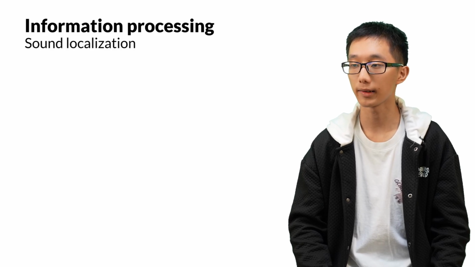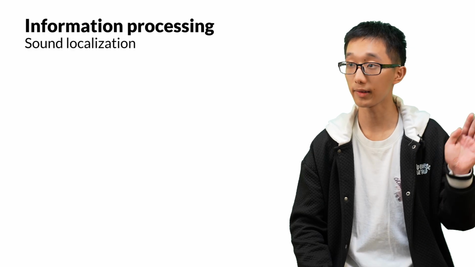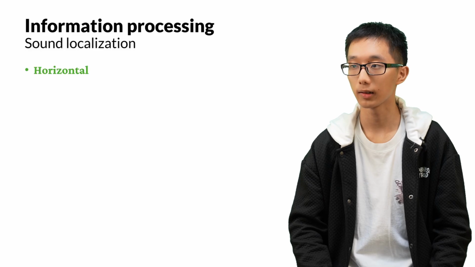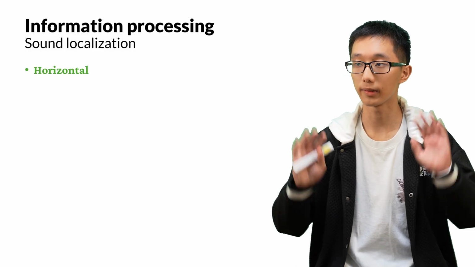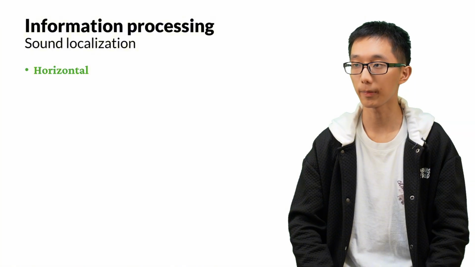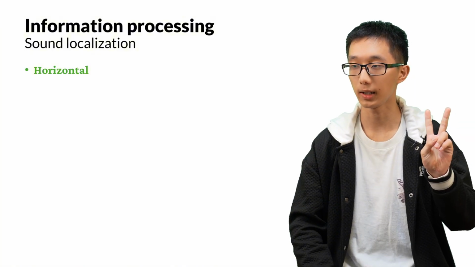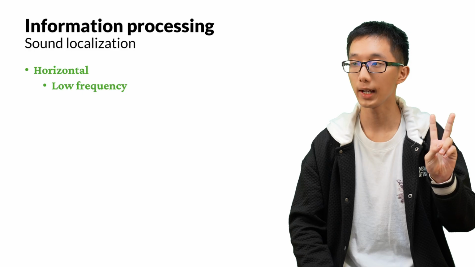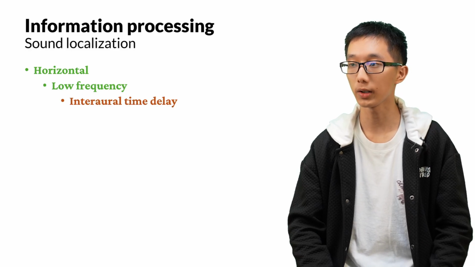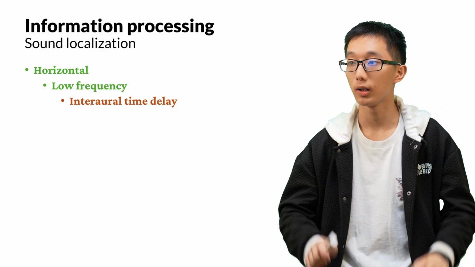For sound localization, we would like to know where the sound is coming from. For a human, this has two cases. Firstly, we need to know the horizontal direction. The horizontal direction can be determined in two ways, different cases for low frequency and higher frequency. For low frequency, we usually rely on the interaural time delay. The word interaural means between the ears.